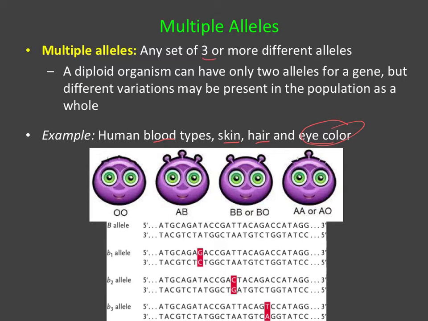So what do I mean by that? Anything that can be coded for by 3 or more alleles is a multiple allele phenotype. But you have to remember, even though there are 3 or more alleles coding for this, how many alleles does a progeny have? How many alleles do people have? We still only have 2 alleles, right? Only 2 in one individual.